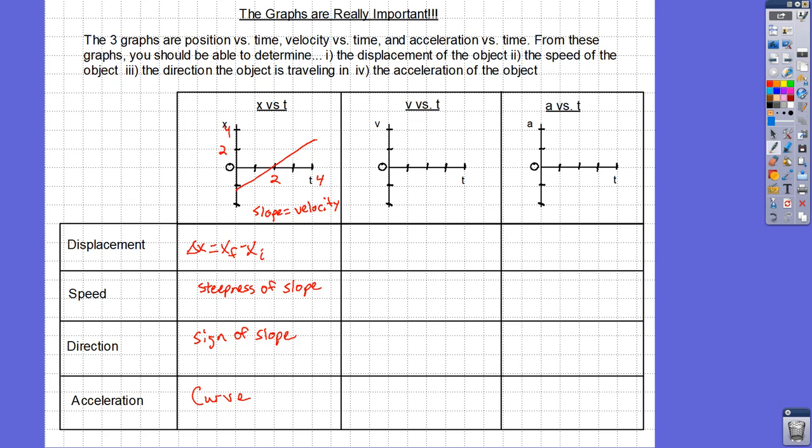So for a velocity versus time graph, and the velocity versus time graph I'm doing here is not necessarily for this particular position versus time graph, I'm just speaking in general. If we have a velocity versus time graph, it might look something like that. All right, so displacement, if you remember, for displacement you look at the area for the velocity versus time graph.